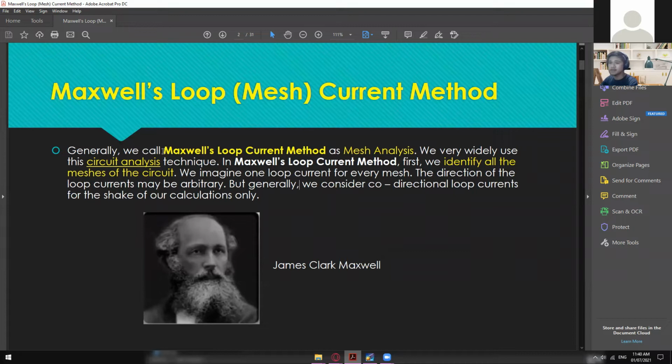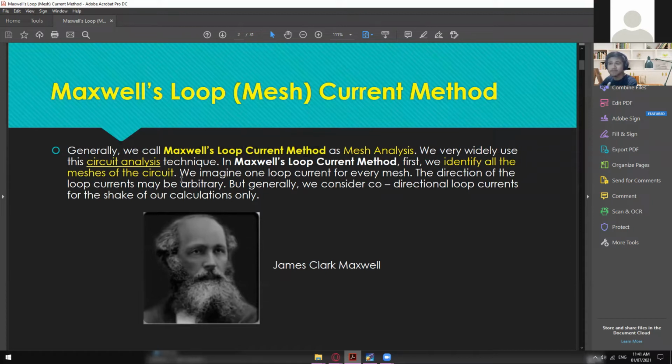So generally, we call the Maxwell loops current method mesh analysis. We actually have a lot of names when it comes to Maxwell loop. It could be Maxwell loop current method, mesh analysis, or mesh current method. So we very widely use this circuit analysis technique. In the Maxwell loops current method, first we identify all the meshes of the circuit. Yes, we have the name loop, but the one that we're only considering is the meshes.